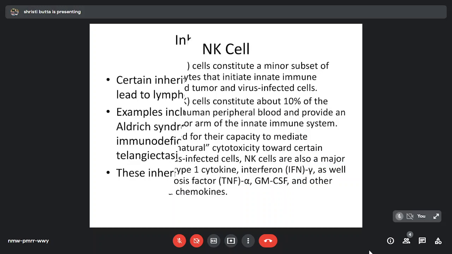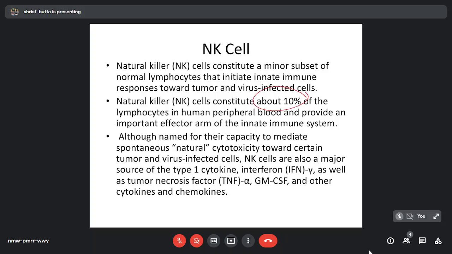Now, moving on swiftly to what are called NK cells. These natural killer cells constitute a very minor subset of the normal lymphocytes, and they typically account for about 10% of all the lymphocytes in human peripheral blood, and provide an important effector arm of the innate immune system. Although named after their capacity to mediate spontaneous natural cytotoxicity, NK cells also are a major source of type 1 cytokines like interferon gamma as well as tumor necrosis factor alpha and GM-CSF.